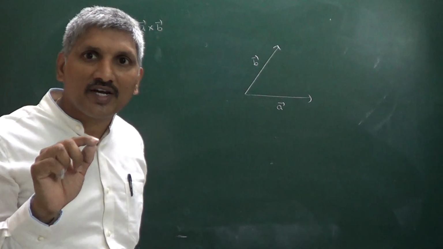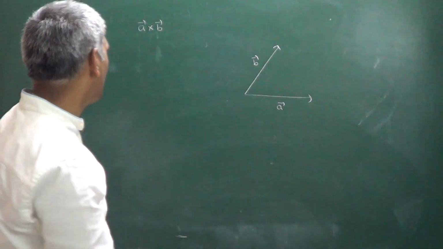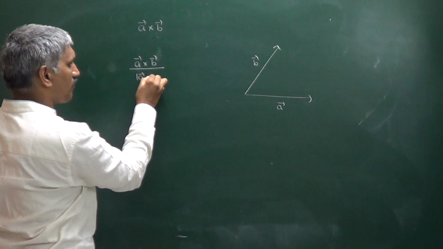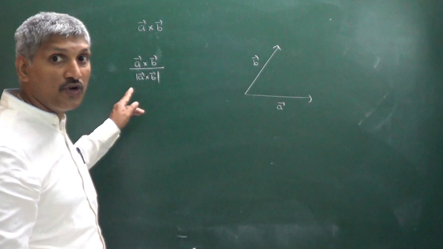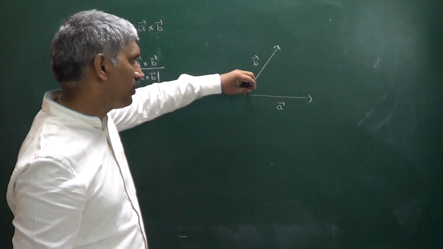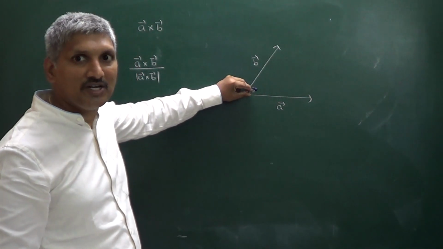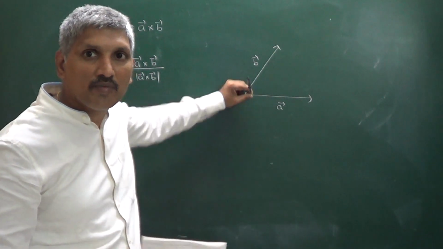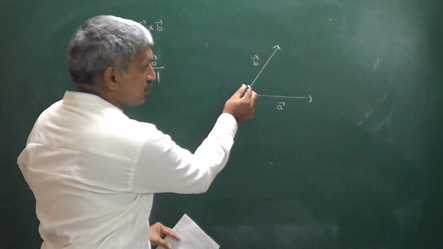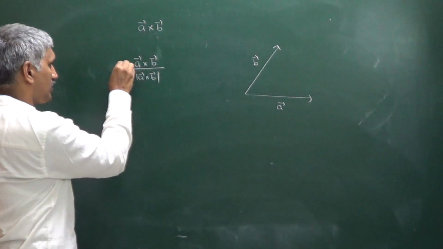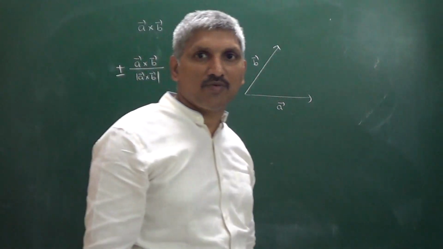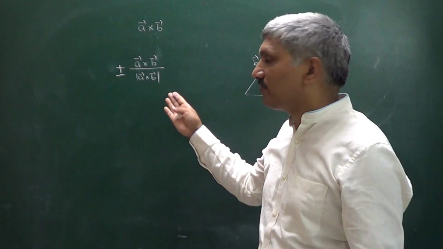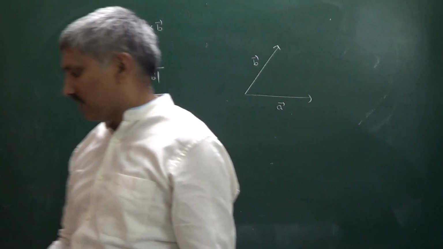But we require a unit vector perpendicular to the plane of A bar, B bar. That's why I can write A bar cross B bar divided by the magnitude of A bar cross B bar. This is a unit vector perpendicular to the plane of A bar, B bar. Since you are asking for a vector perpendicular to the plane, we can take the opposite direction also. That's why plus or minus A bar cross B bar by magnitude of A bar cross B bar represents a unit vector perpendicular to the plane of A bar, B bar.